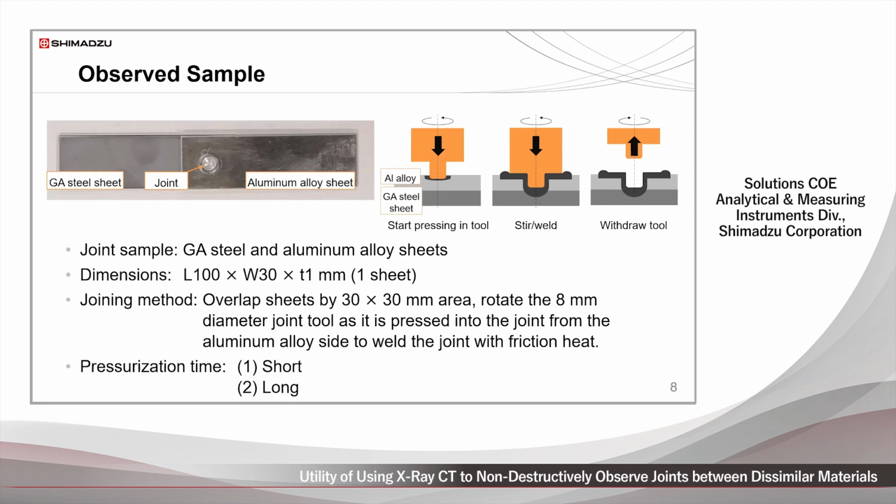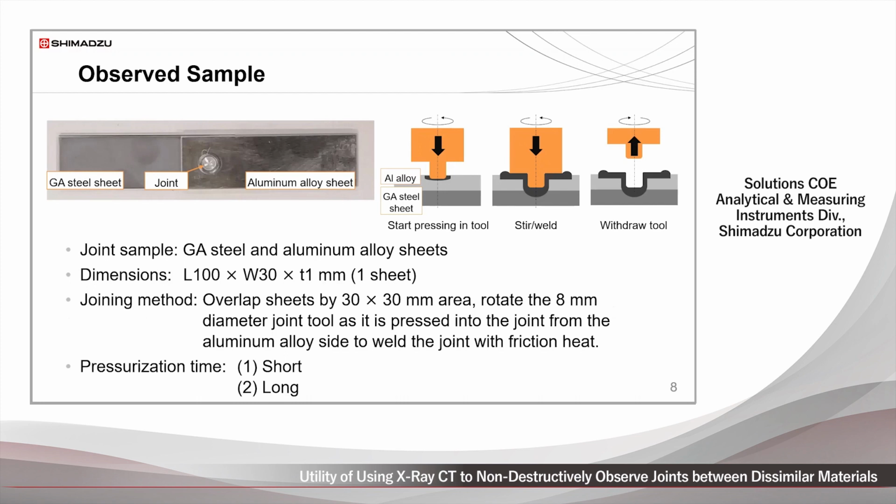The size of galvannealed and aluminum alloy sheets to be welded were both 100 millimeters long, 30 millimeters wide, and 1 millimeter thick. A 30 by 30 millimeter area of each sheet was overlapped, and then the joint tool, with an 8 millimeter diameter, was rotated as it was pressed into the hole from the aluminum alloy side to weld the joint with friction heat.